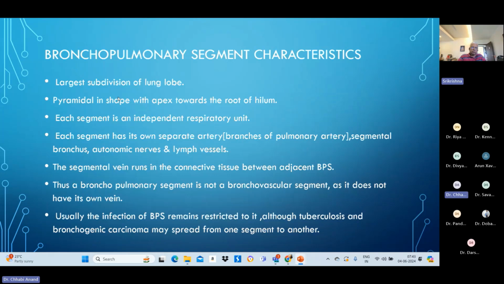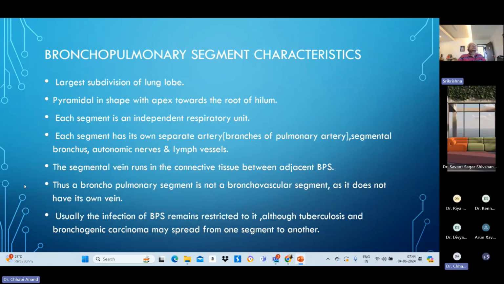The characteristics of a bronchopulmonary segment: it is the largest subdivision of a lung lobe, pyramidal in shape with the apex towards the root of the hilum. Each segment is an independent respiratory unit. Each segment has its own separate artery, that is a branch of the pulmonary artery, segmental bronchus, autonomic nerves, and lymph vessels. The segmental vein runs in the connective tissue between adjacent bronchopulmonary segments. Thus, a bronchopulmonary segment is not a bronchovascular segment as it does not have its own vein. Usually, infection of a bronchopulmonary segment remains restricted to it, although tuberculosis and bronchogenic carcinomas may spread from one segment to another.